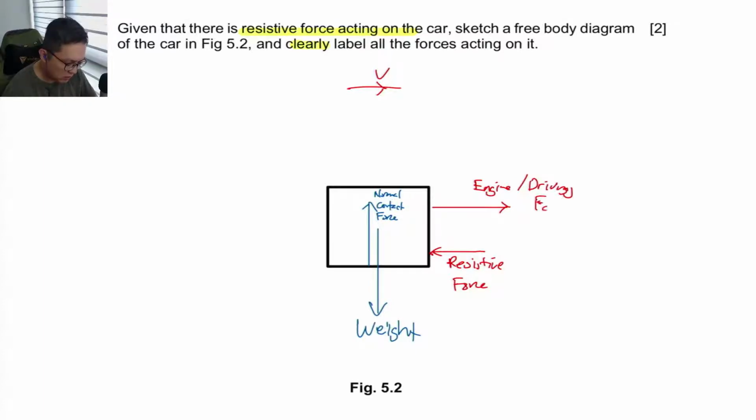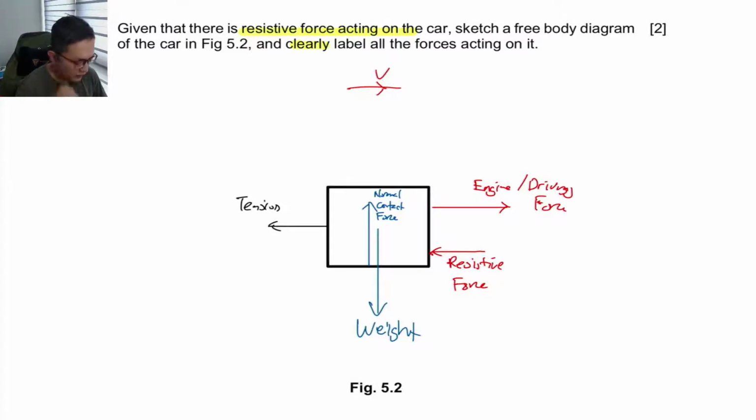Okay, and last we have tension. Tension is at the back this way. Okay, tension from tow bar. Right? Yep. So these are the forces acting on it. Alright, so this is your free body diagram. Let me adjust my microphone a bit.